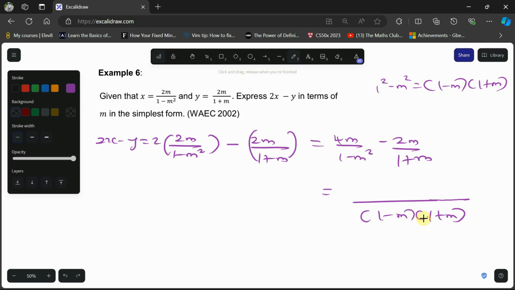So 1 minus m squared, or 1 minus m in brackets, 1 plus m in brackets, divided by 1 minus m squared. Of course, it's just dividing itself. Remember, this is the same thing as saying this. So this divided by this will give me 1. So 1 times 4m will give me 4m, minus 1 minus m, 1 plus m divided by 1 plus m. That will give me 1 minus m, right? Then multiply by 2m, so that will be 2m open brackets 1 minus m.